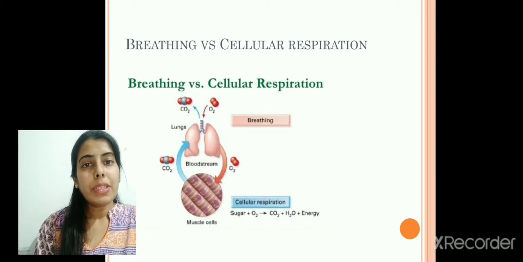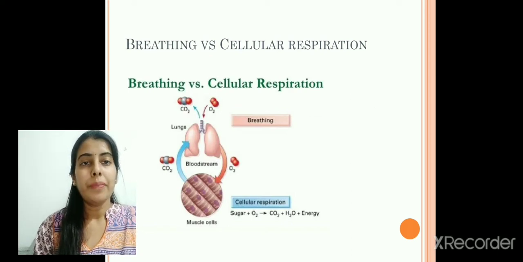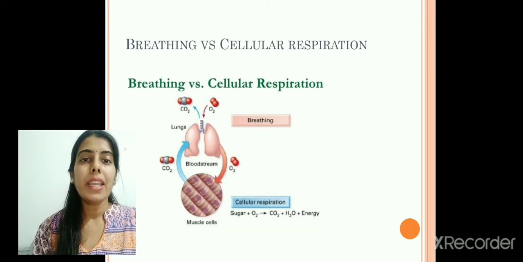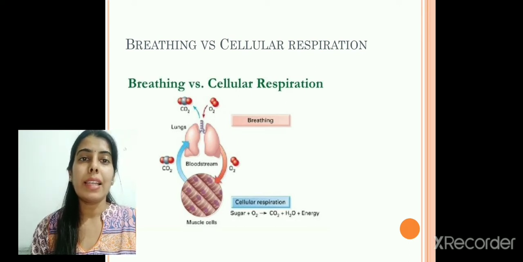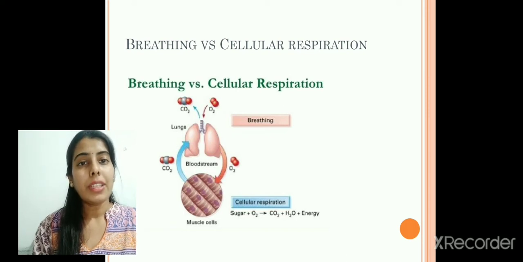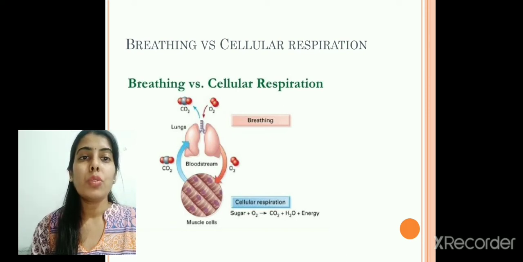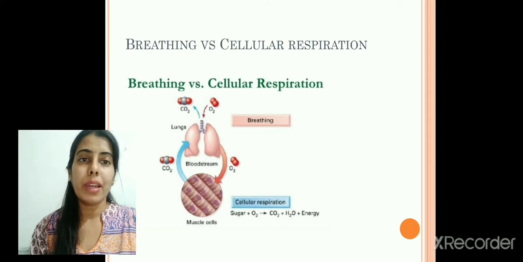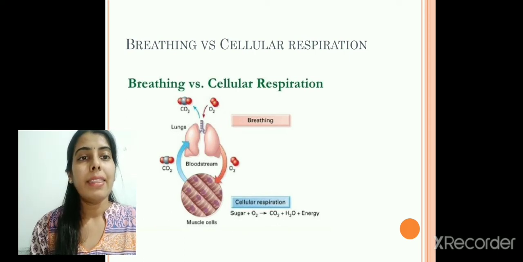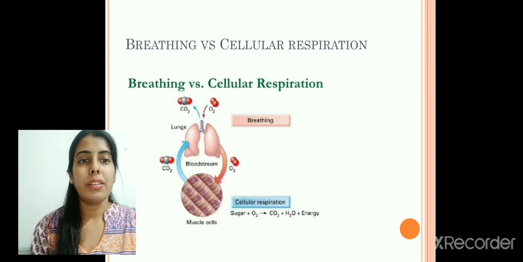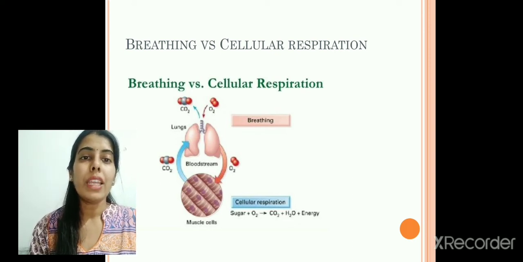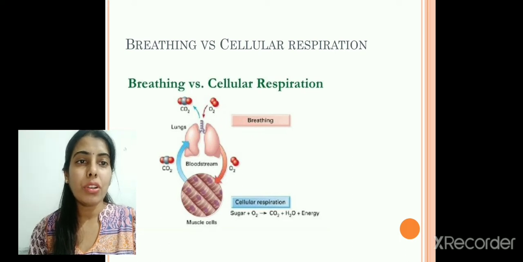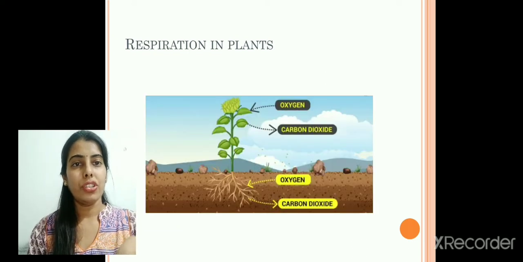Now there is a difference between breathing and cellular respiration. Breathing is when we are simply taking in and taking out of the gases. So gaseous exchange occurring by our body through our nostrils reaching to the lungs, that is breathing. But after that, when the oxygen is being absorbed by the body, transported in our bloodstream to our cells, there the cellular respiration occurs. So here we can conclude with the chemical equation that sugar, when combined with oxygen, gives us carbon dioxide, water and energy.